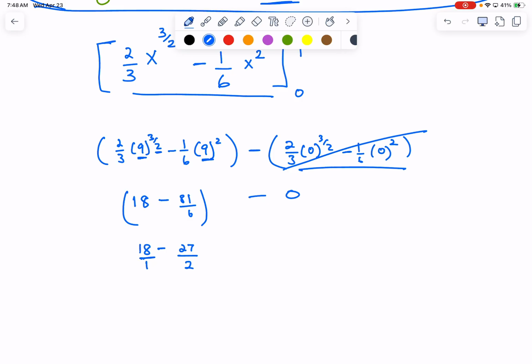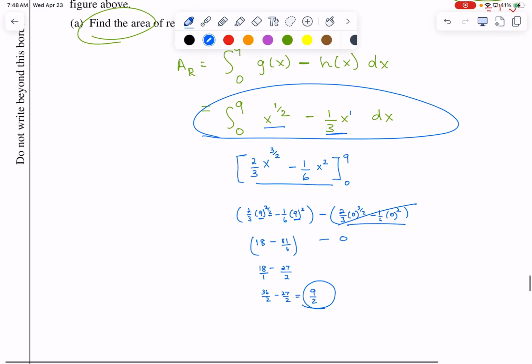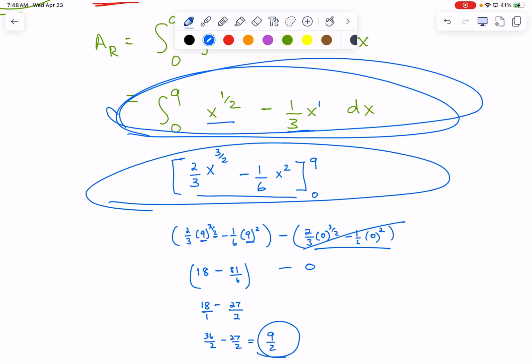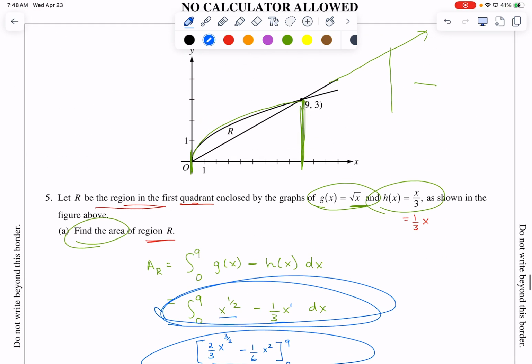Now the common denominator would be what? 2. So it'd be 36 over 2 minus 27 over 2, which they do get a final answer of 9/2. So you got 1 point for the setup, 1 point for the antiderivative, and 1 point for the answer. So that's 3 points.